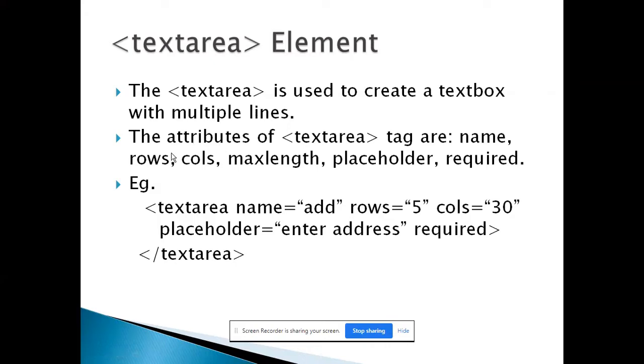Next, the attributes of text area are name, rows, cols, max length, placeholder, and required. Now, name attribute is going to assign any name. It can be any text which you can give and assign a name to your text area tag. Rows and columns are used to define the size of the text box. Then max length will indicate how many maximum characters are allowed in the text box.